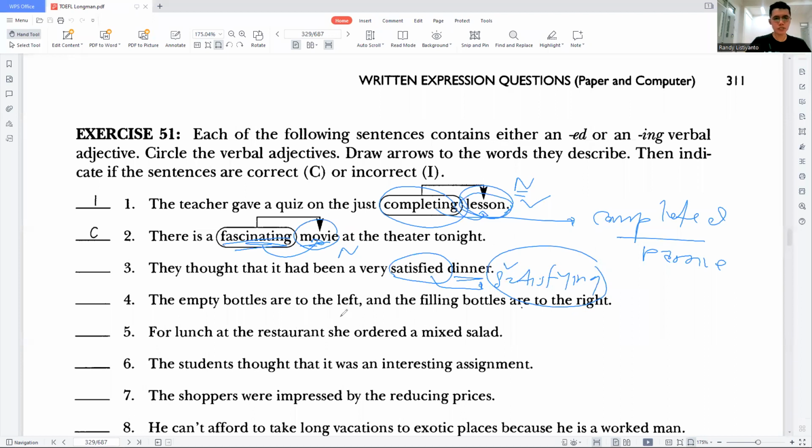The empty pools are to the left and filling pools are to the right. Filling bottle. It should be the bottles which fill something, or the bottles which are filled. Active or passive? It should be the filled bottles because based on the meaning, it should be passive. So once again, it depends on the meaning, the context of the sentence. If it should be active, we use verb ing, actually, the present participle. When it is passive, we can use the past participle or ed.